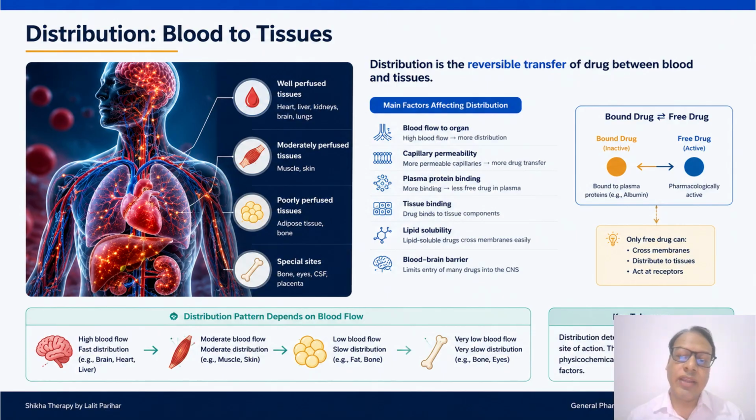Another important barrier is the blood-brain barrier, which restricts the entry of many drugs into the CNS, the central nervous system. So the major takeaway is that distribution determines how and how quickly a drug reaches its site of action.